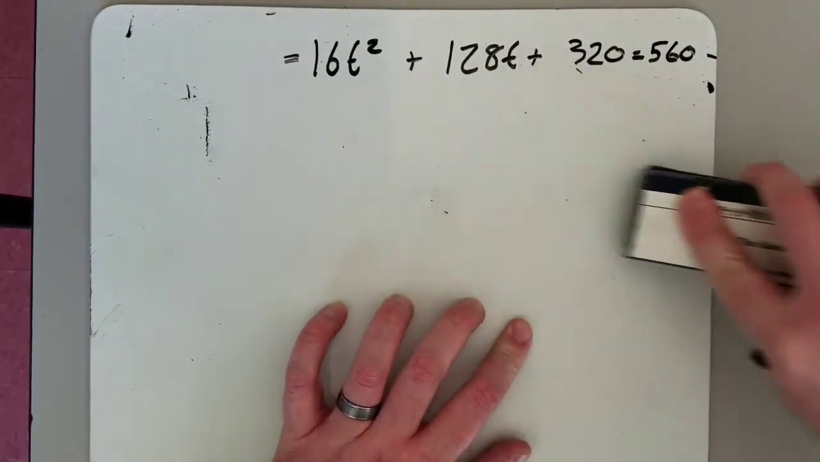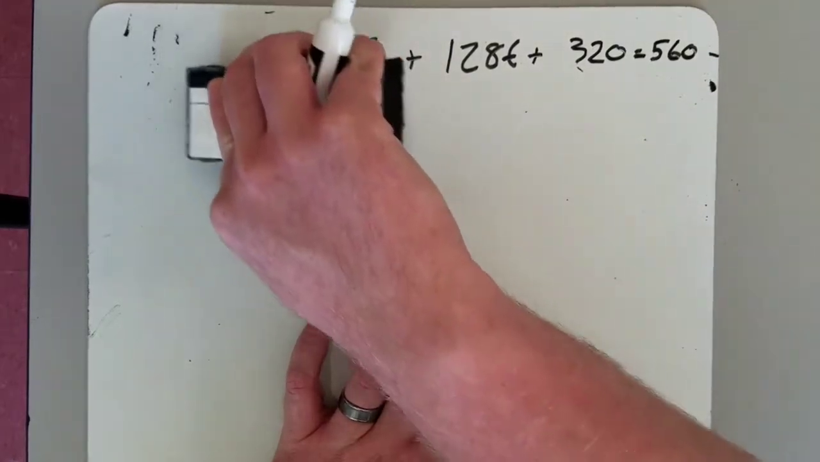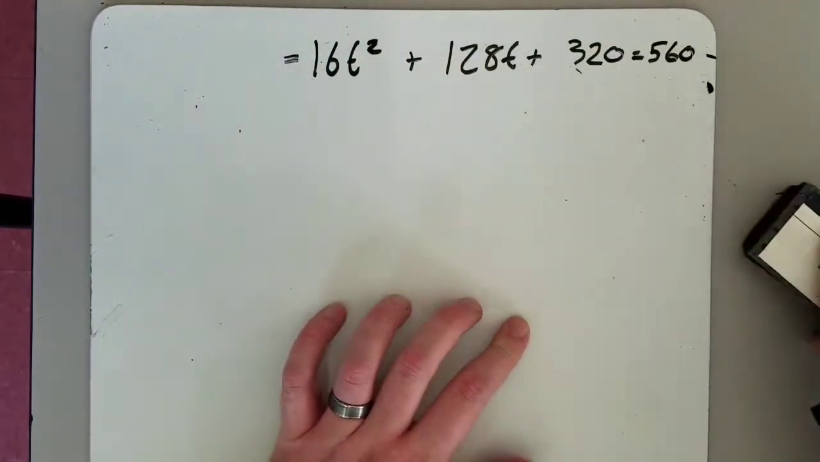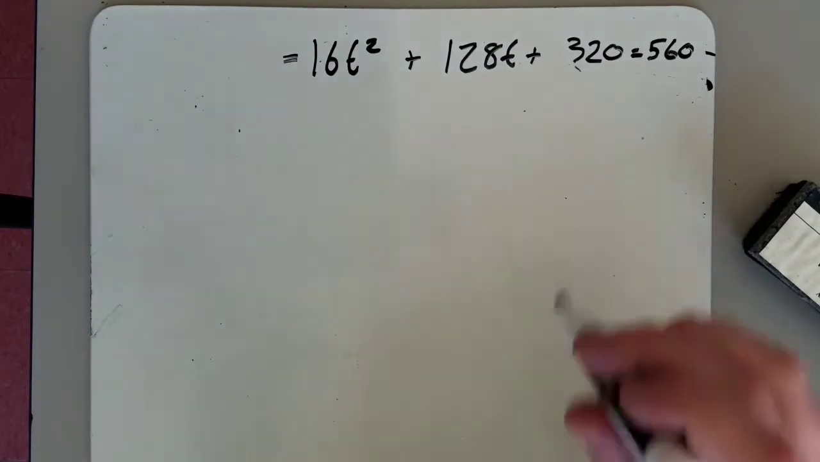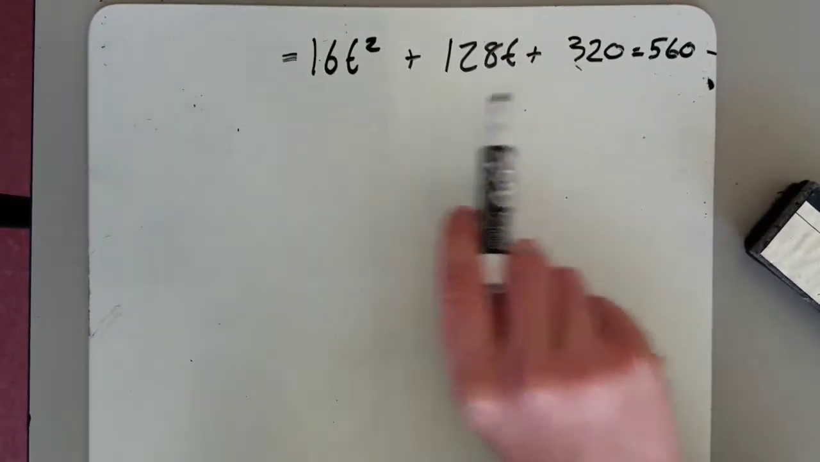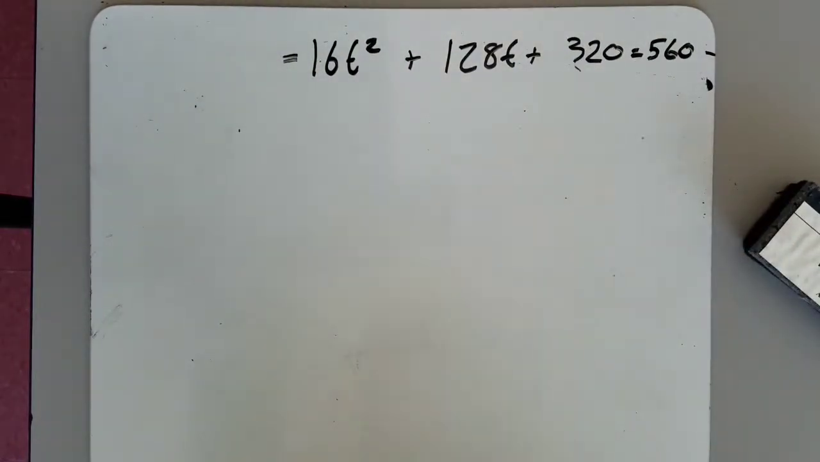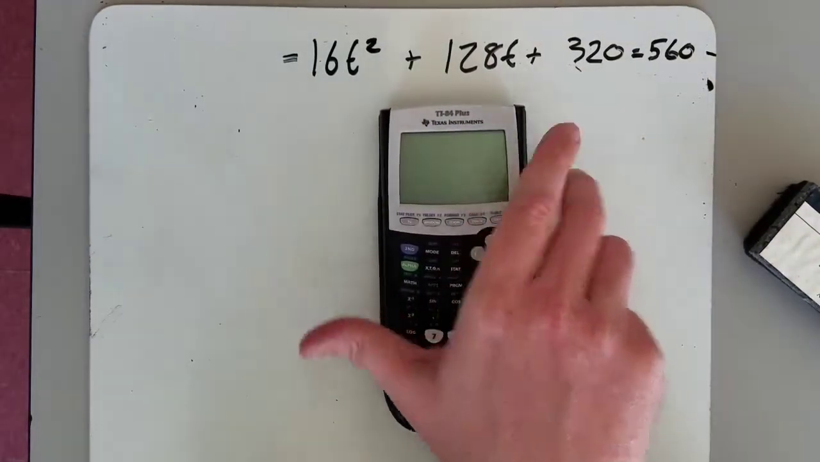Okay, so you've got a couple approaches. I'd say for a lot of you, the easiest thing you're going to do is break out your graphing calculator. You're going to plug this function in, and you're going to see where does my function equal 560. So most of you should be familiar with this.